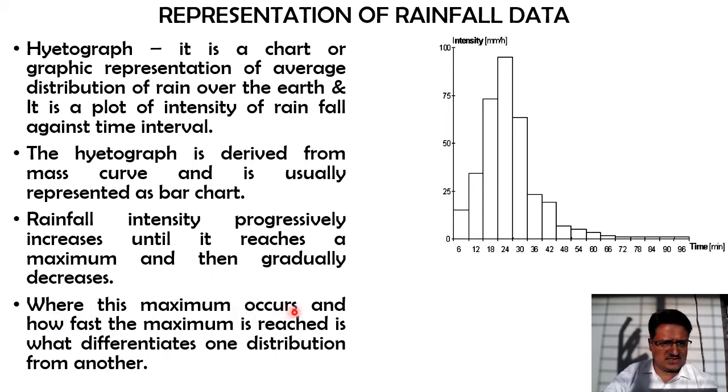Where this maximum occurs and how fast the maximum is reached is what differentiates one distribution from another. So basically, if you check this, from 0 till this maximum it has taken very little time. Even in this graph, within 24 hours it has reached its maximum. But from this maximum to reach 0, it has taken a very long time. For 96 minus 24 hours, so we have taken this much time.